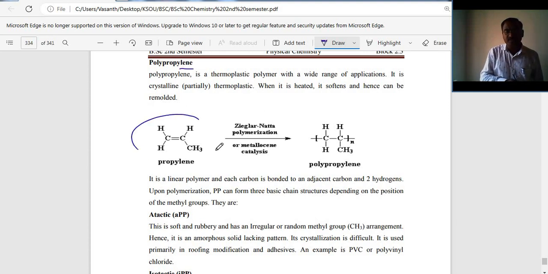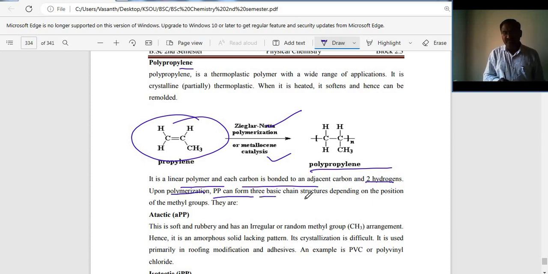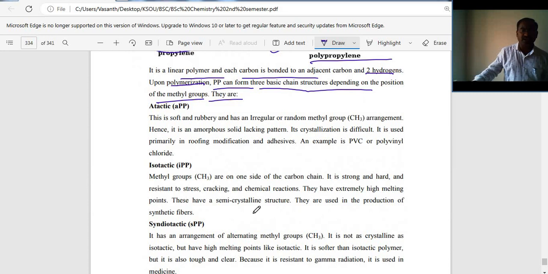Polypropylene: the propylene molecule is treated with Ziegler-Natta polymerization. In metallocene catalysis, what we get is polypropylene. It is a linear polymer. Each carbon is bonded to an adjacent carbon and two hydrogens. Upon polymerization, PP can form three basic chain structures depending on the position of the methyl group. They are atactic, isotactic and syndiotactic.